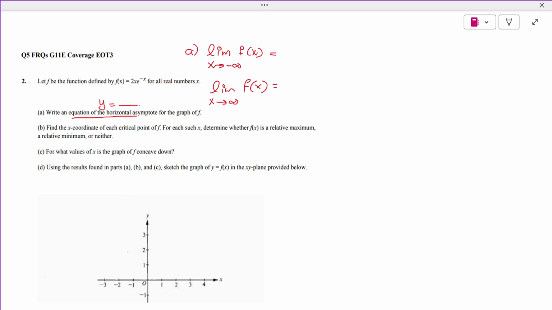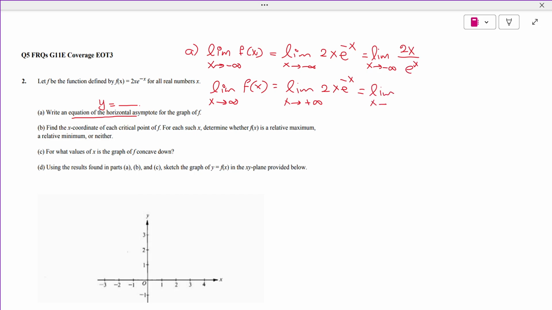So let's do that. So the limit as x approaches negative infinity of 2x e to the power of minus x, and the limit as x approaches positive infinity of 2x e to the power of minus x. Now I like to rewrite those two limits like this: the limit as x approaches negative infinity of 2x over e to the power of x, and the limit as x approaches infinity of 2x over e to the power of x. So I made the exponent positive by just shifting the e down in the denominator.